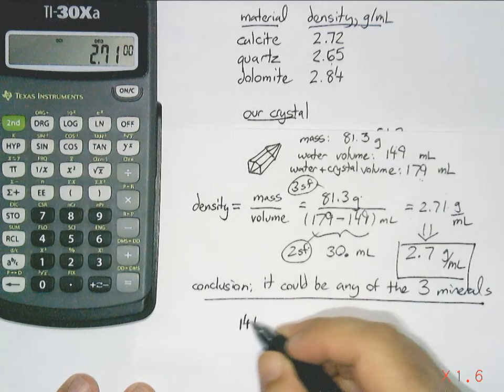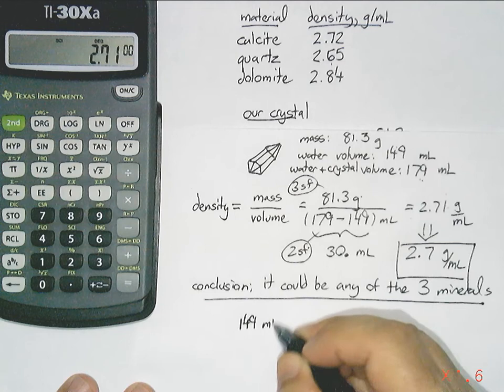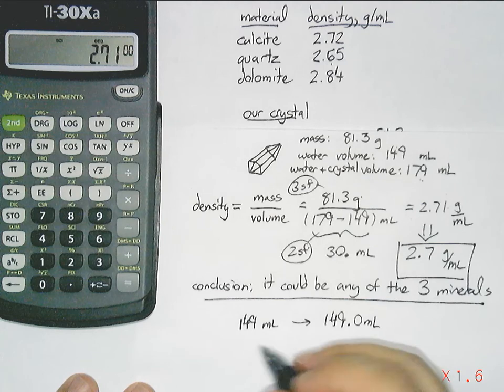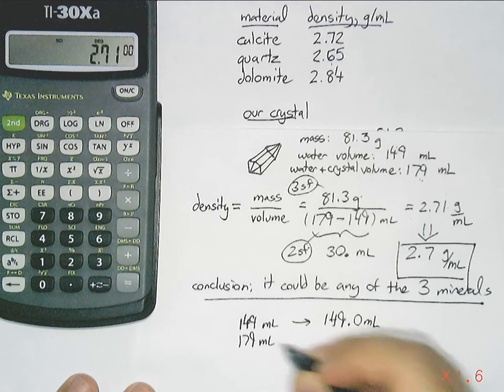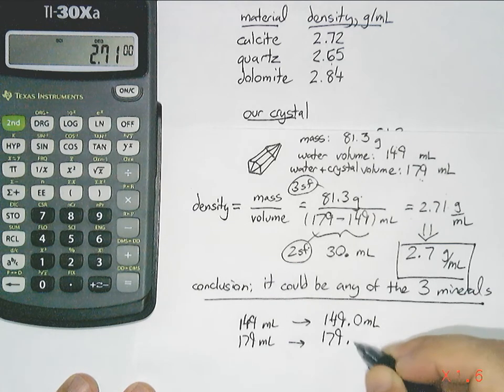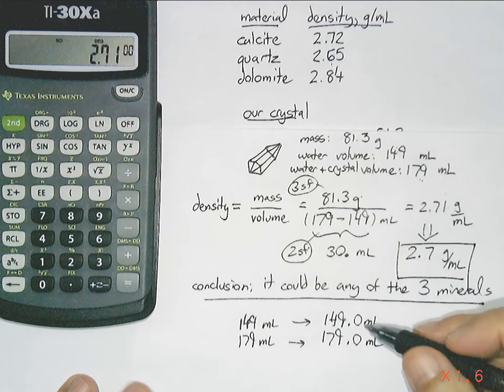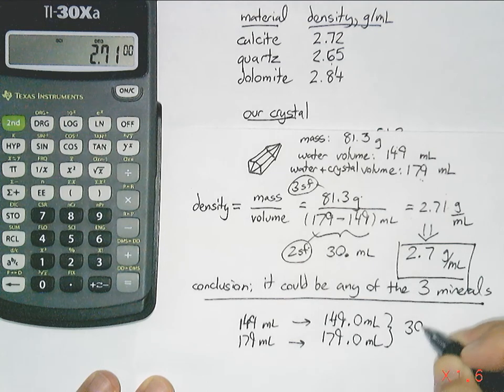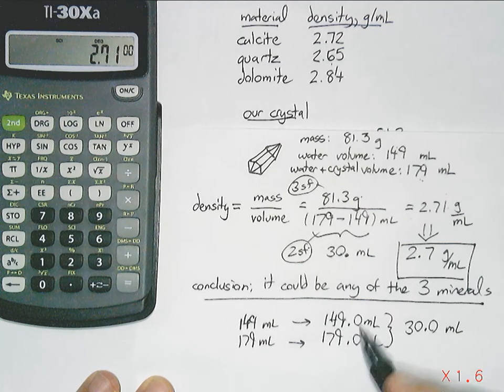So suppose my two volumes were, instead of 149 milliliters, I had 149.0 milliliters. And instead of 179 milliliters, I had measured 179.0 milliliters. Where I'm writing that out to show that I measured to the nearest 1/10 of a milliliter. Now in that case, the difference between the two is going to be 30.0 milliliters. These have the uncertain digit in the 10th place, so my answer will have the uncertain digit in the 10th place here.